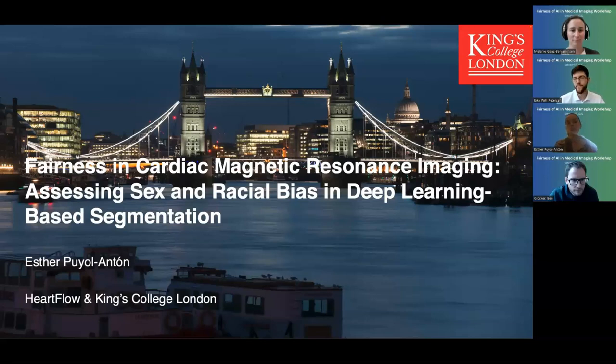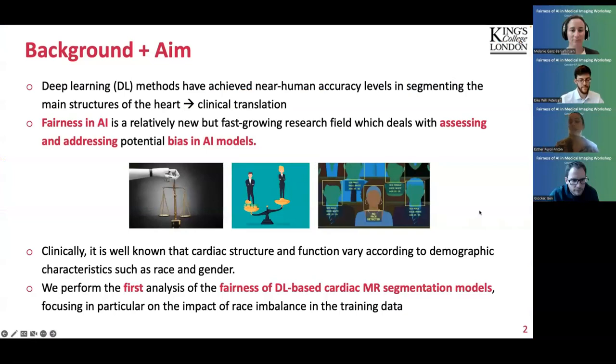After seeing all these papers showing the potential of bias in medical imaging applications, and also by talking with clinicians, who say that there are some structural as well as functional changes in the heart between different races as well as genders, we thought it would be very important to analyze if this bias could also be seen in a segmentation task.